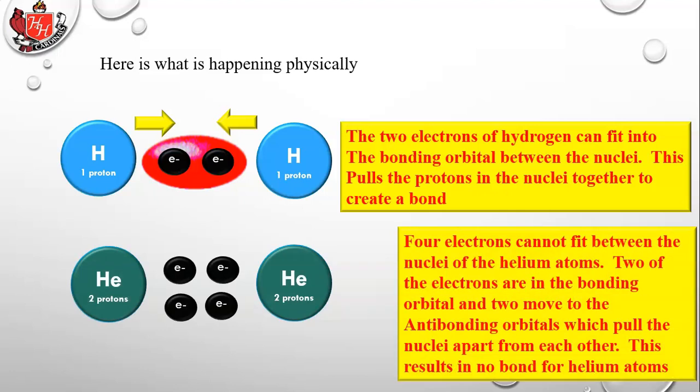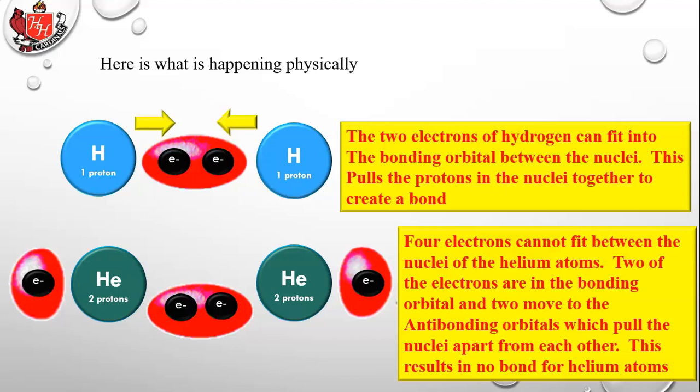Now for helium, 4 electrons, because each helium has 2, that's a total of 4. 4 electrons cannot fit between the nuclei of the helium atoms. 2 of the electrons are going to be in a bonding orbital. That's what we saw in the previous diagram. And 2 move to the antibonding orbitals, which are on the outside there. And that pulls the nuclei apart from each other. Those 2 electrons on the outside are pulling on the protons in the nucleus, and that's weakening the bond. In fact, it's totally destroying the bond. So this results in no bond for helium, and the atoms get pulled apart.